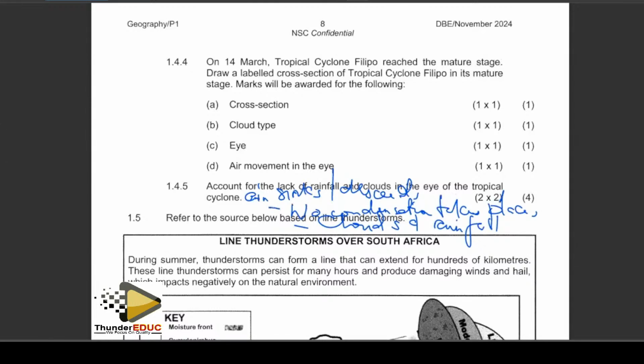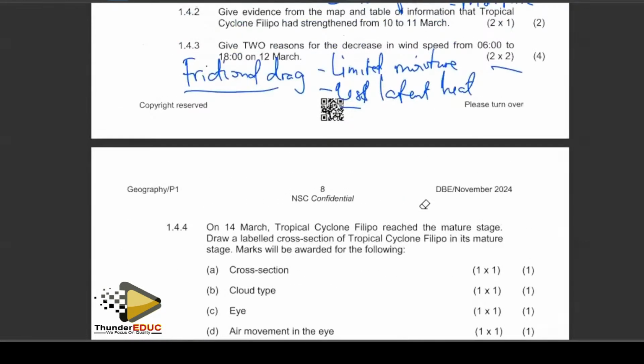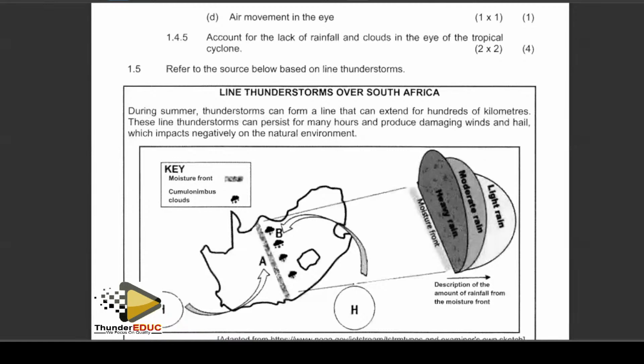Right, let's move on to our last question on climate and weather. Our question is based on line thunderstorms over South Africa. I think we've briefly discussed that when we were looking at the anticyclones affecting the weather of South Africa. This is what we call a traveling disturbance, typical traveling disturbance weather systems, which are typical of summer conditions. The line thunderstorms are experienced during the summer conditions.